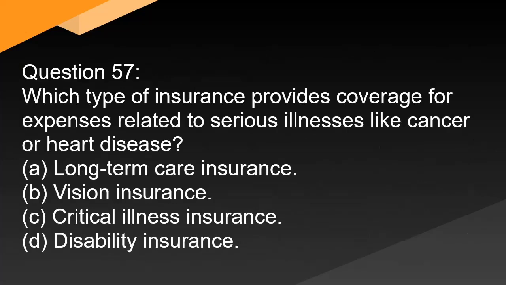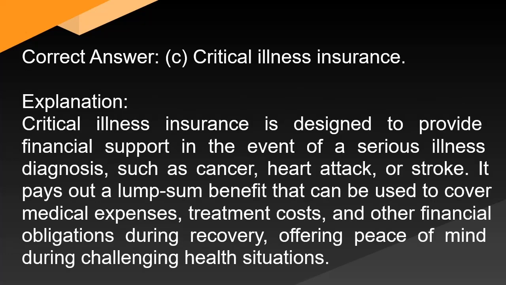Question 57. Which type of insurance provides coverage for expenses related to serious illnesses like cancer or heart disease? Correct answer: C. Critical illness insurance. Explanation: Critical illness insurance is designed to provide financial support in the event of a serious illness diagnosis, such as cancer, heart attack, or stroke. It pays out a lump sum benefit that can be used to cover medical expenses, treatment costs, and other financial obligations during recovery, offering peace of mind during challenging health situations.